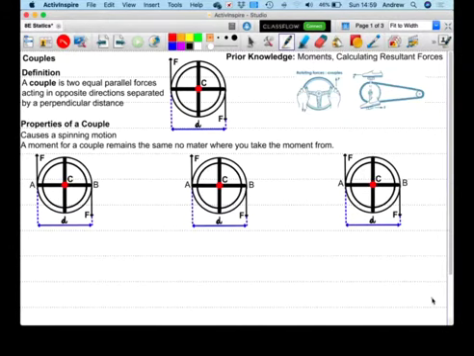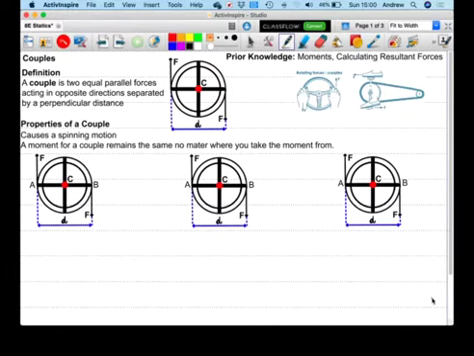A couple is two equal parallel forces acting in opposite directions and displaced from one another by a perpendicular distance, as in the diagram. What are the properties of a couple? Well, a couple causes a spinning motion, and the other interesting property of a couple is no matter where you take the moment about, the couple will have the same value.